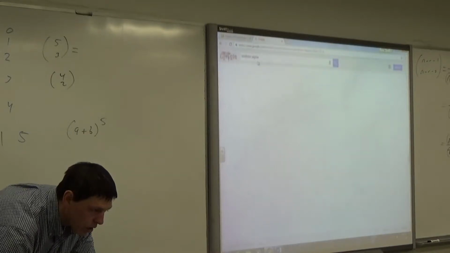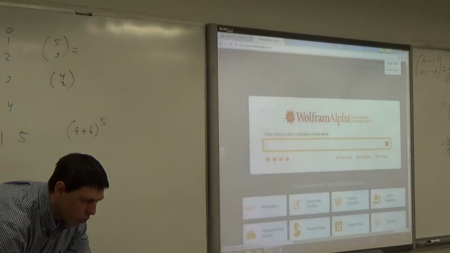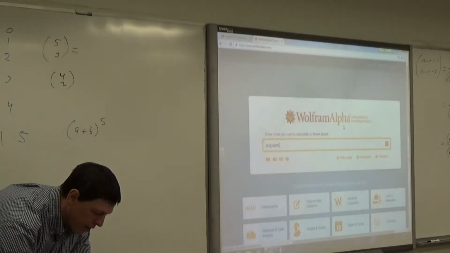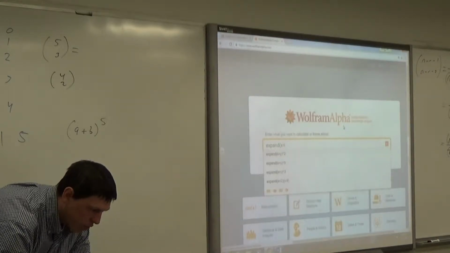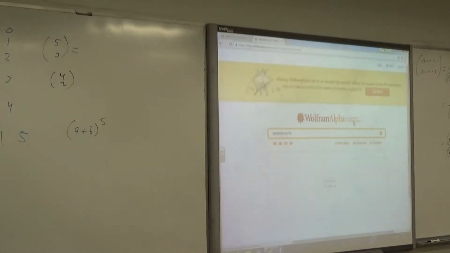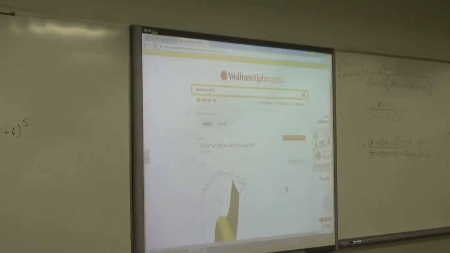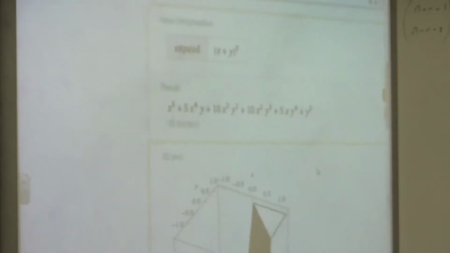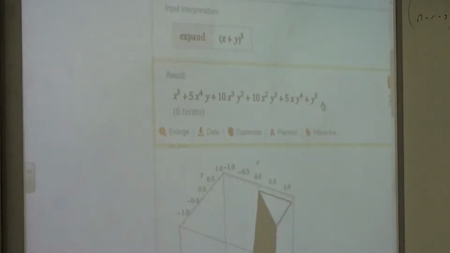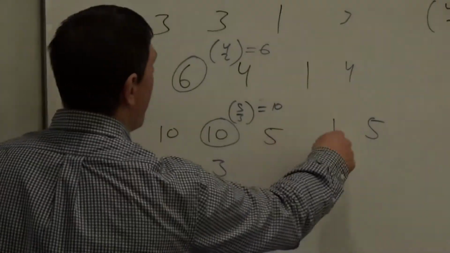So, everybody's favorite friend, right? When you can't figure out something in Calc 2, where do you go? Wolfram Alpha. So let's just say I wanted to expand x plus y to the 5th. Okay, you can type it in Wolfram Alpha, and then it'll give it to you right here. I want you guys to check out the coefficients of this. 1, 5, 10, 10, 5, 1.